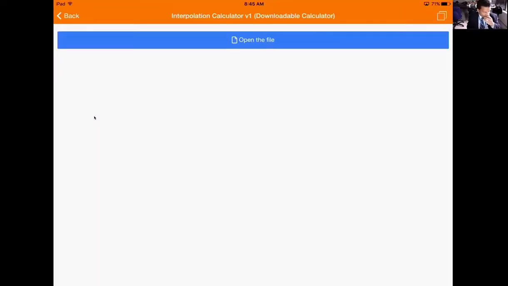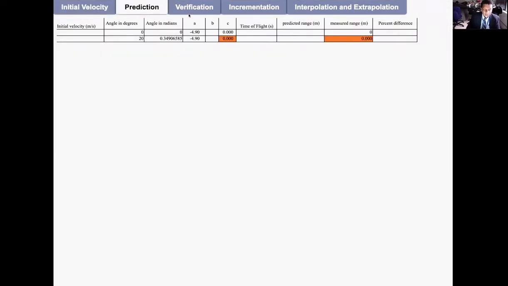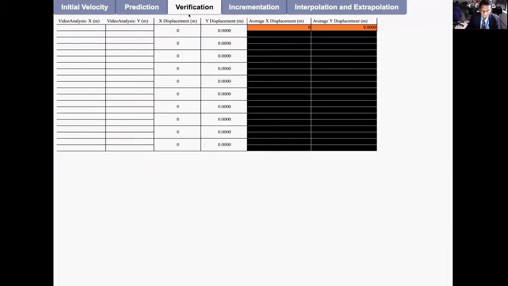If I open the file, you'll notice that I have an initial velocity, prediction, verification. This is basically the same as the last experiment. So you know you have your initial velocity. It should be predicted here. You know what your prediction should be. It should be whatever your value for initial velocity is. Prediction is going to be calculated for you. And then, of course, we have our verification place right here. It's going to help us in our prediction. And then we have our incrementation.